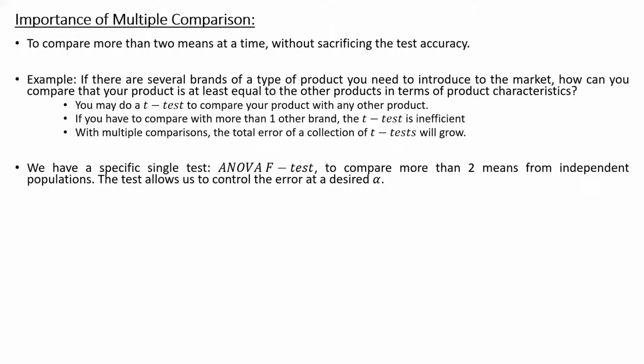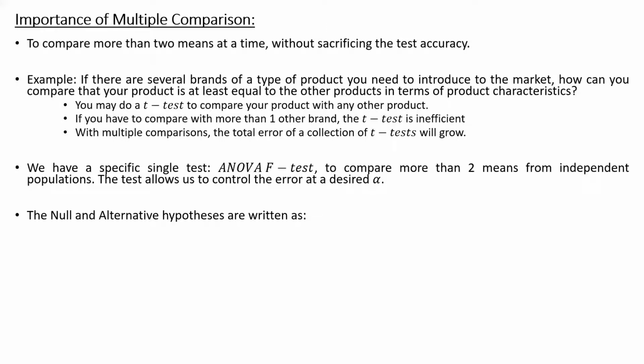We use the Anova F test to compare more than 2 means from independent populations. The data must be normally distributed. Remember that, it's important. The data must be normally distributed. The Anova F test allows us to control the error at a desired alpha, practically 5%. This means you can compare technically any number of means, maybe 10 means or even more. You can do it in a single test and the type 1 error is maintained at 5%.